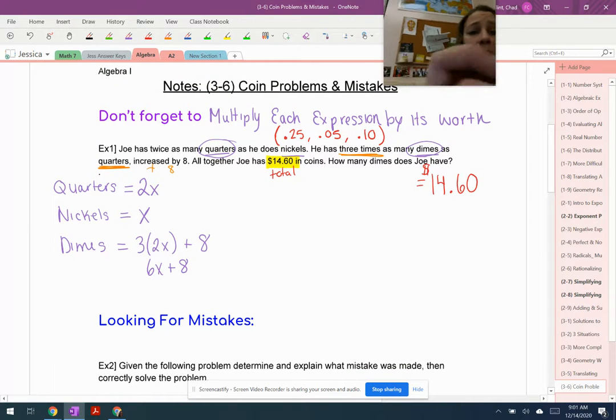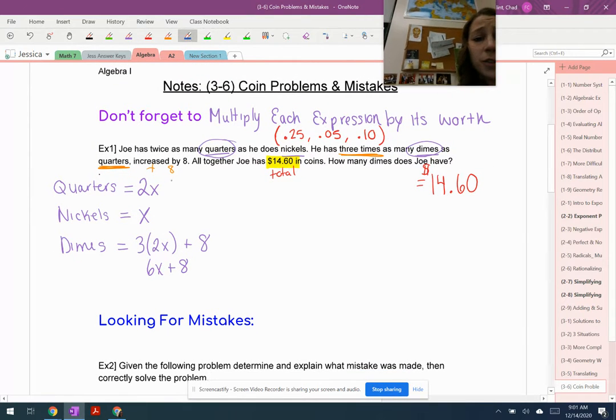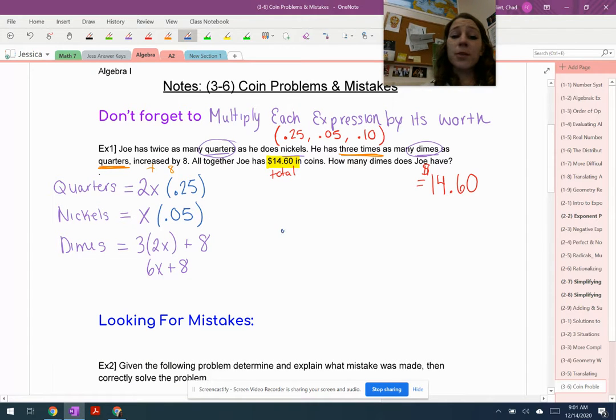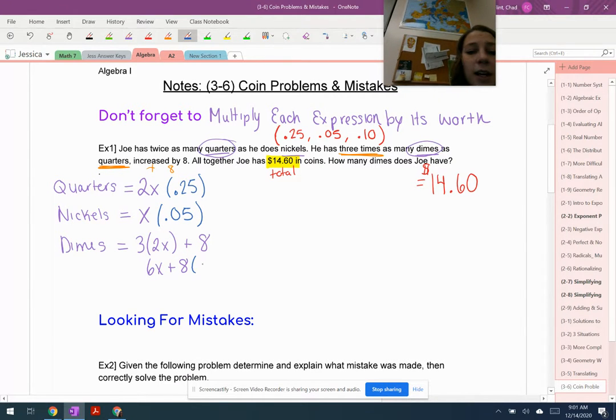So quarters are 25 cents. Nickels are 5 cents. Be careful not to put 0.5 for nickels because we know 0.5 is really 0.50 or 50 cents. And nickels are not 50 cents, they're 5 cents. And then dimes is going to be times that 0.10.